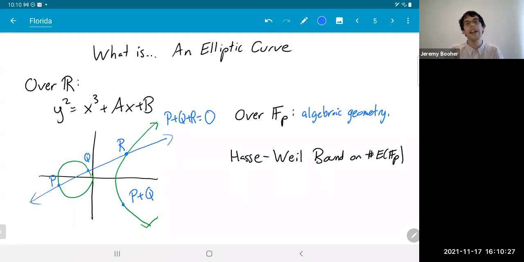And then you do, and it's really nice. You get a group law. You understand what it means to be genus 1. And in particular, then you can say something about the number of points on the curve based on this geometry.